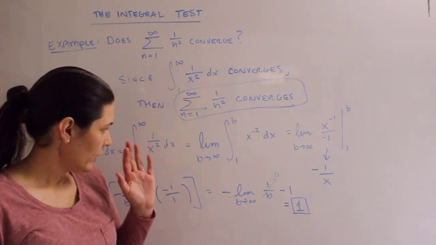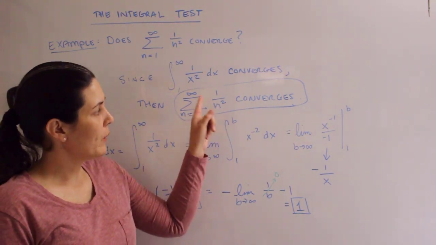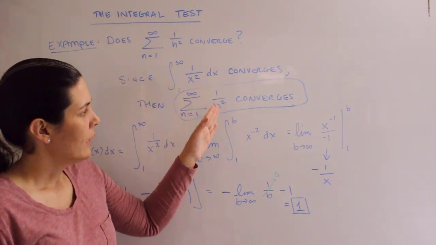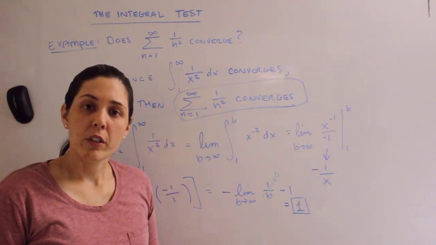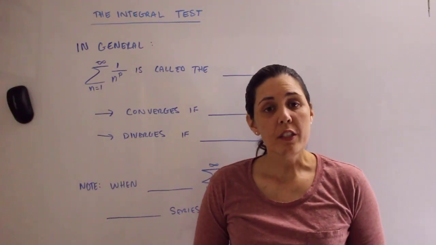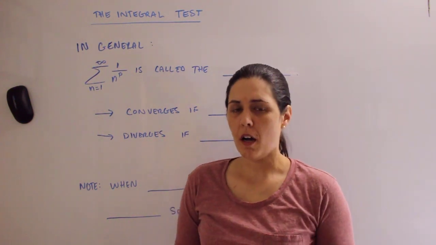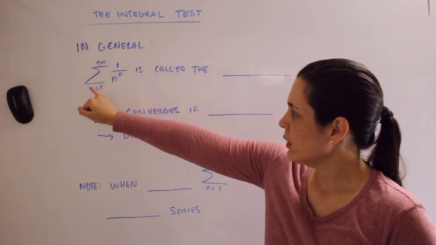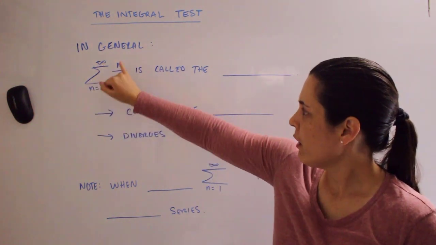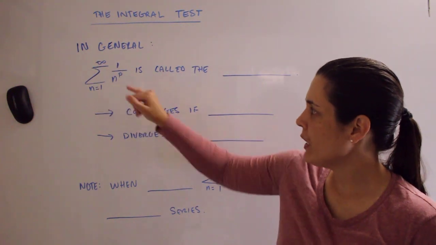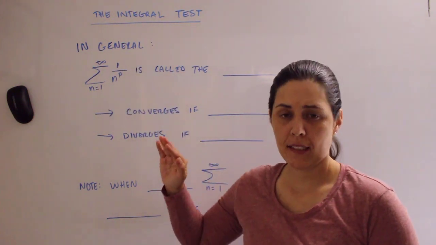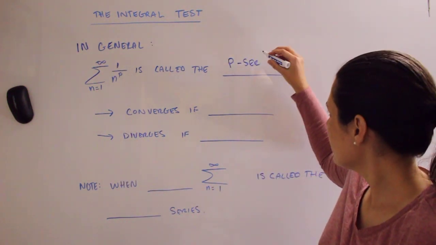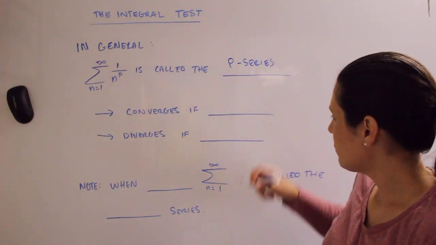Let me sum this up, because this is a particular type of series, and in the future when you see a series that looks like this, you'll be able to tell really quickly whether it converges or diverges. That type of series comes up often, so we can talk about it specifically. In general, the series from n equals 1 to infinity of 1 over n to the p power, where n has some exponent on it, is called the p series.